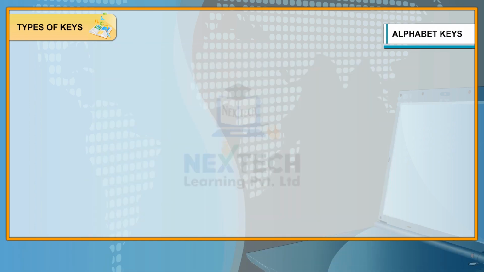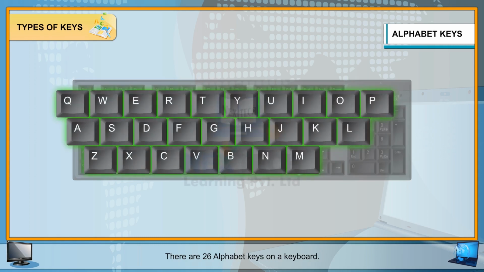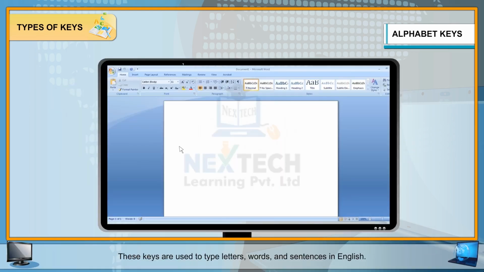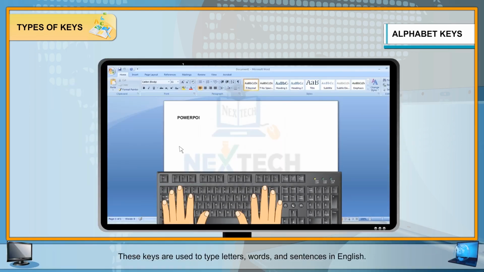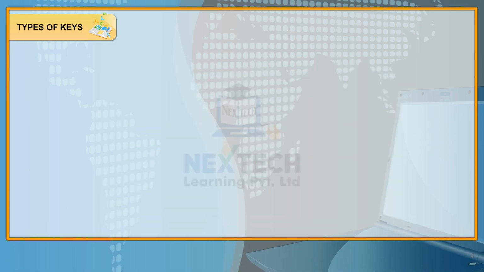Alphabet keys. There are 26 alphabet keys on a keyboard. Each key has a letter written on it from A to Z. These letters are not arranged in an alphabetical order. These keys are used to type letters, words and sentences in English.